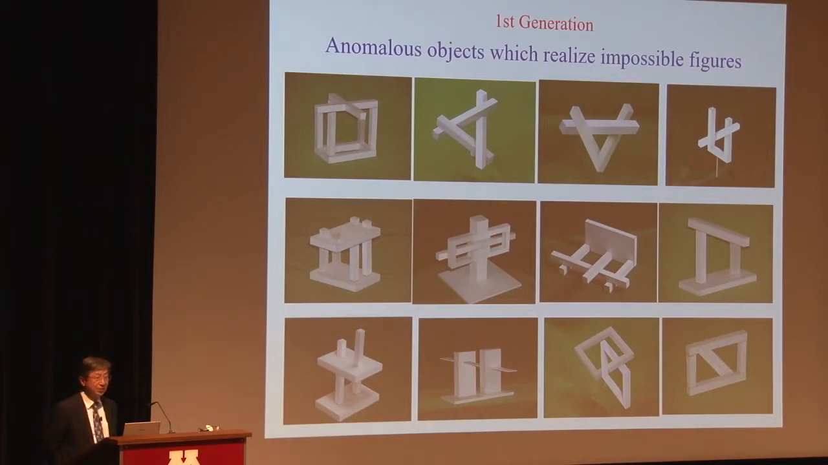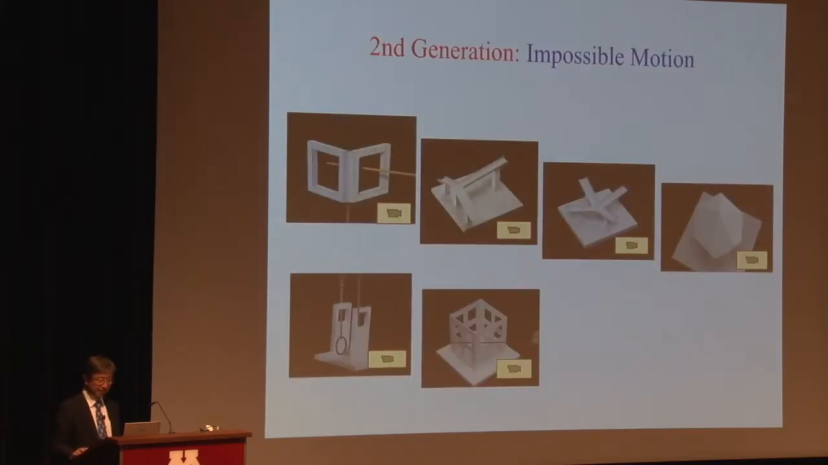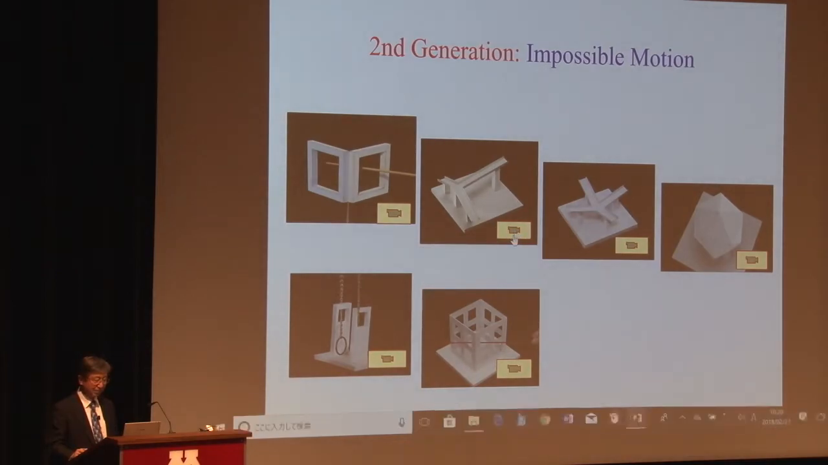And starting with this consideration, I have created many kinds of impossible objects, and recently I classified them into categories. These objects I categorized as first generation and named them anomalous objects because they are the realization of anomalous pictures. Anomalous pictures are the pictures of impossible objects. So let me show other categories of impossible objects. Next one is impossible motion illusion. Let me show them by examples first.